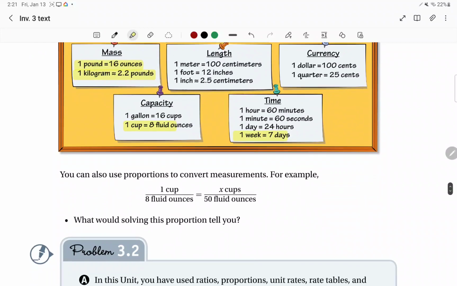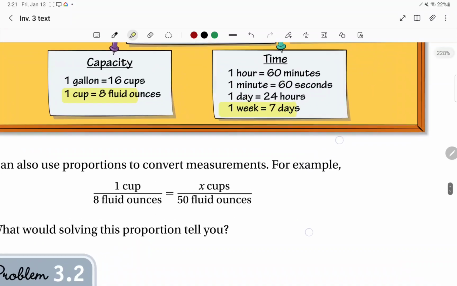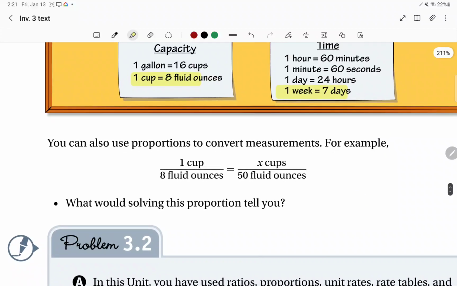So first of all, on each one of these problems, I want you to set up the proportion. So all of part A, that is 1 through 7, you're going to set up a proportion that looks like this. So if you know that 1 cup is equal to 8 ounces, and you want to know how many cups is in 50 ounces, then you would set up a proportion like this. Okay? Now you're going to set up a proportion, then you're going to cross multiply.